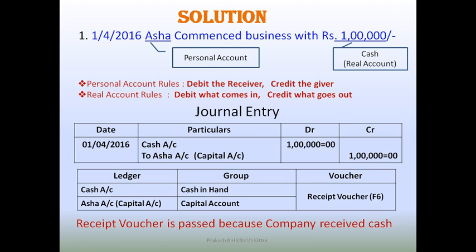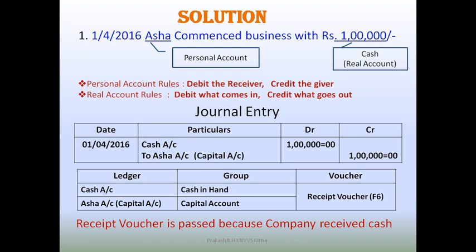Here the cash comes into the company, so it is to be entered on the debit side. Therefore cash account 1 lakh rupees on the debit side. And the Asha account, we have created the capital account. So Asha is the owner who invested in the company, and the Asha account is a personal account.